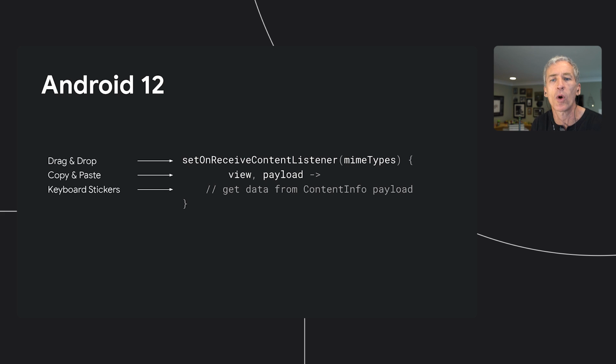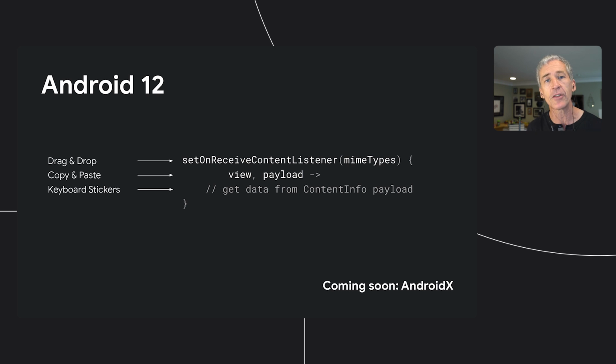What we've done in Android 12 is collapsed all of them into a single API and code path, and now you have this on-received content listener that you implement and then set. And it does the right thing for all three of these use cases. Now you only need to implement that one thing. So the question is, well, this platform capability, what do we do on previous releases? There's a couple of things to note.